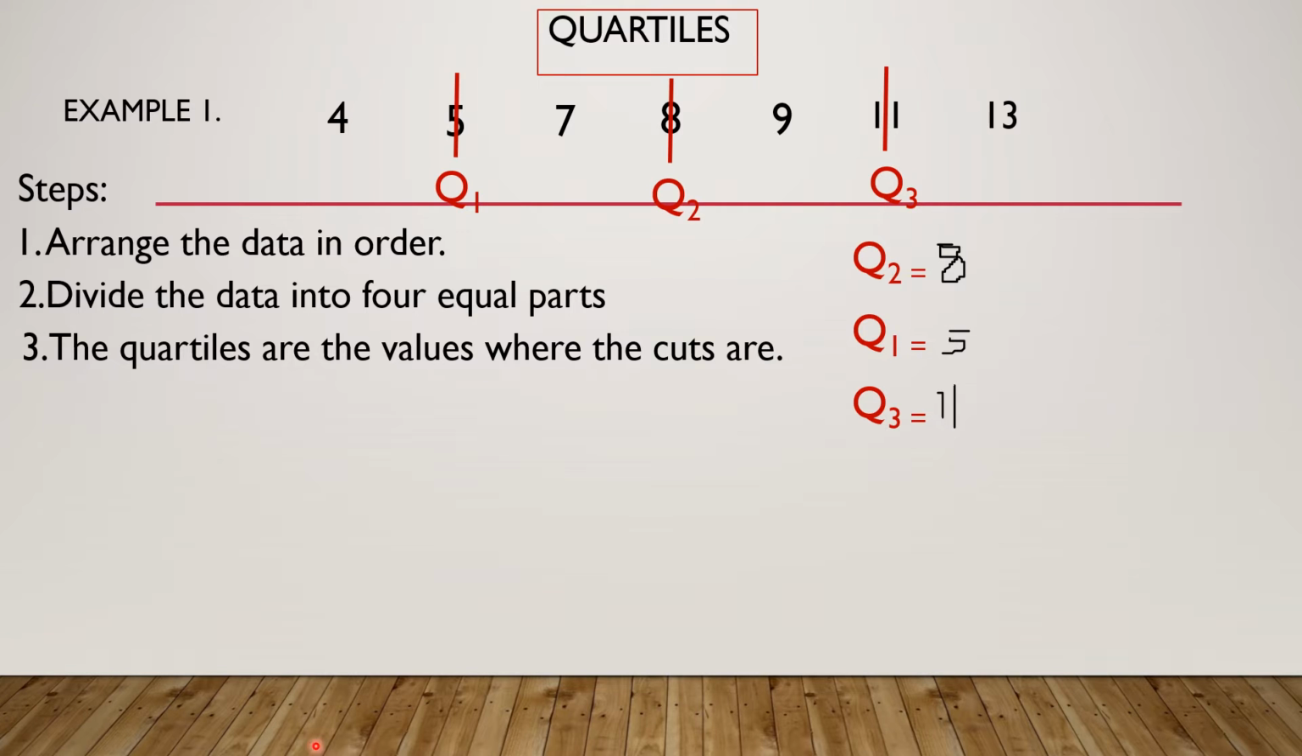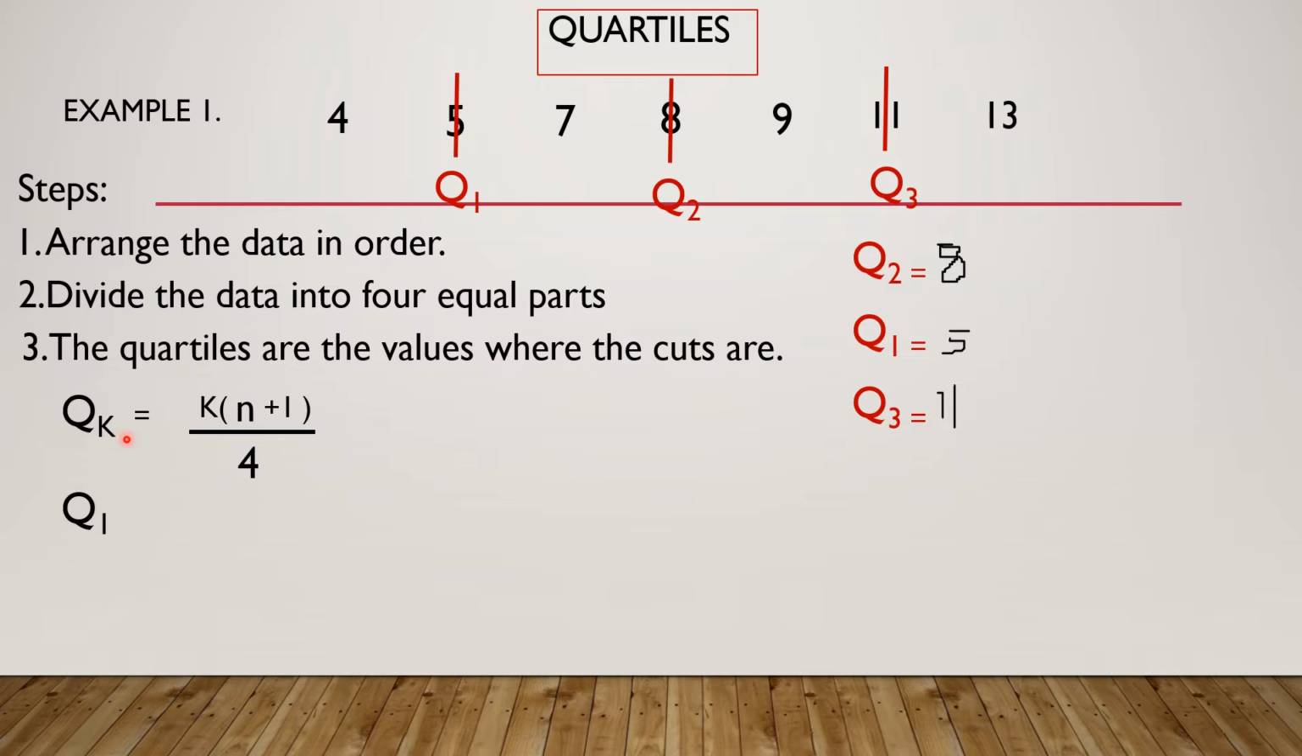Okay, now there's another way on how you can solve the first, the second, and the third quartile by using the formula. Now, it's up to your teacher if he wants you to use the formula or just do what I did here. But I'm going to show also how to use the formula. So here's the formula in finding the quartiles. That is Q sub K is equal to K times N plus 1 divided by 4.